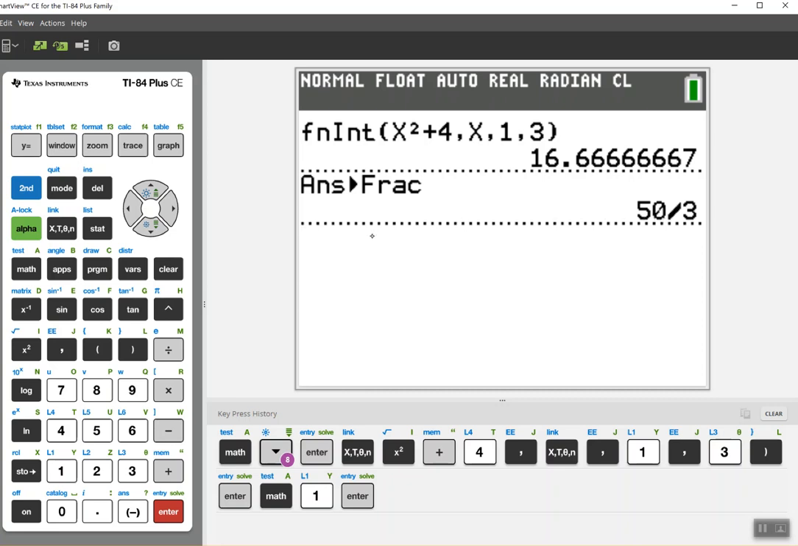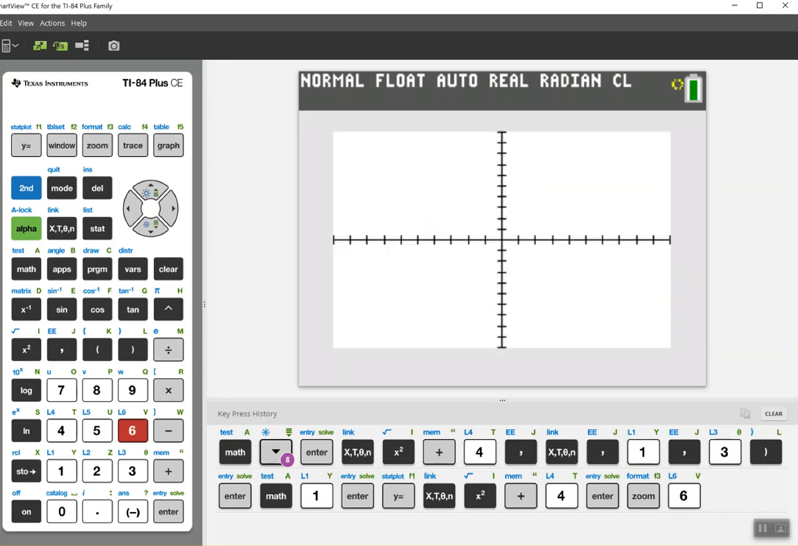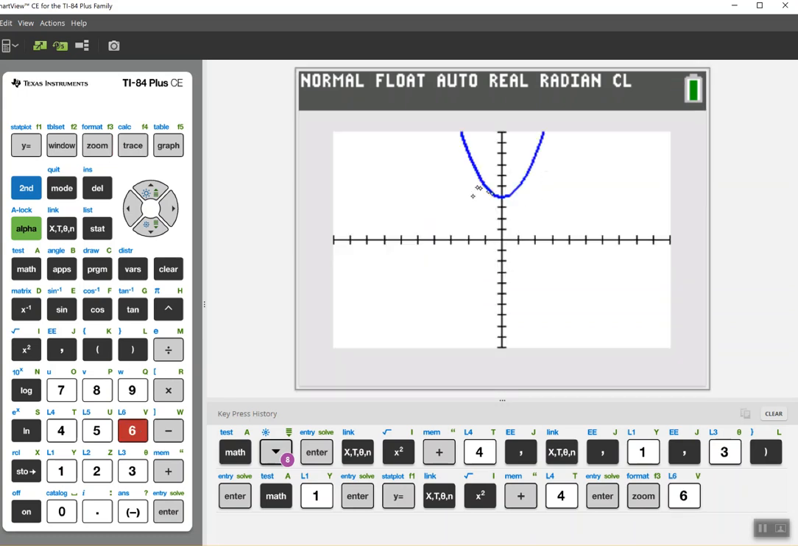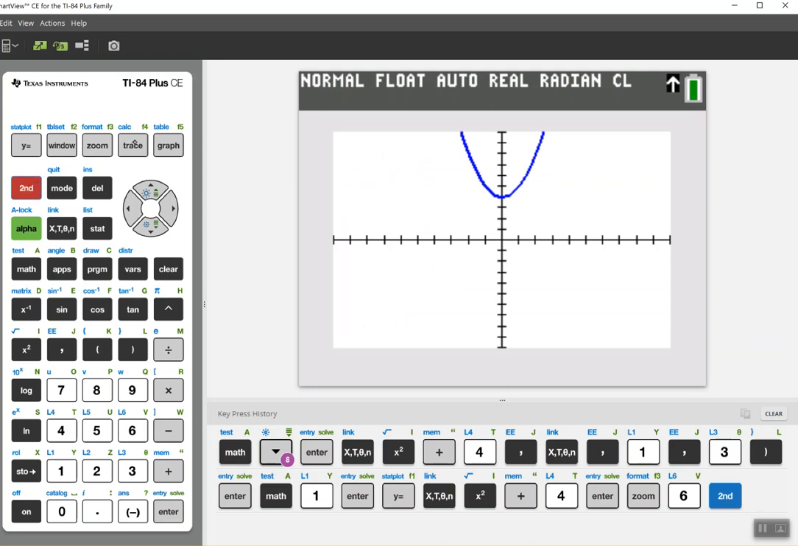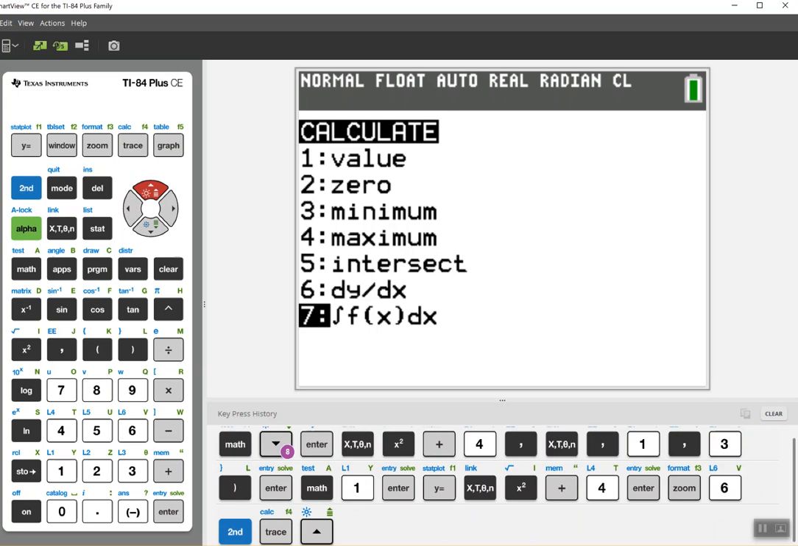So this is one option. This is the fast option. Now, if you don't like this option, you can have another option where you go right here to the y equals and you graph x to the power of 2 plus 4. Once you do that, click on zoom 6 to get a nice looking graph. Now, click second, trace, and that will put you in this calculate menu. Select option number 7. So I'm going to click up once to go to option number 7 quickly.